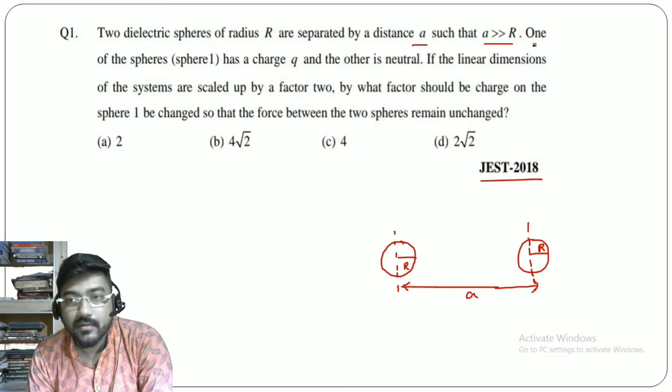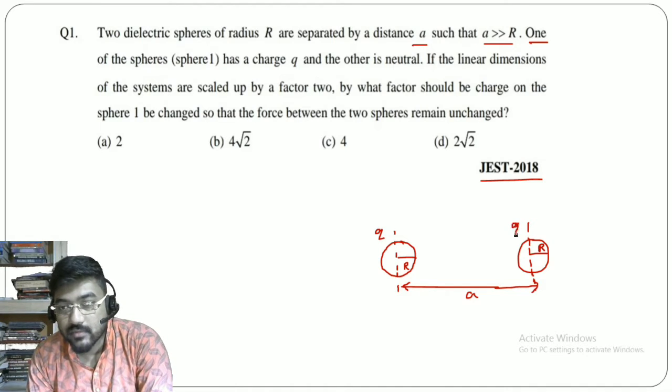Next, one of the spheres has a charge q. So this can be taken as sphere 1 and it has charge q, and the other is neutral. Though it is a dielectric sphere, this sphere will have some induced charge, let me suppose it's q1. And now there will be a force between these two charges q and q1.